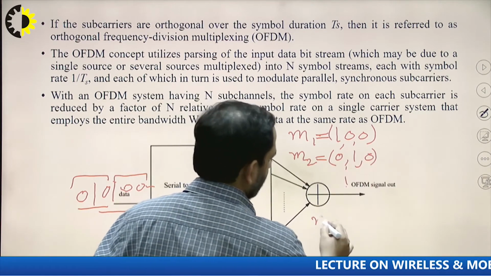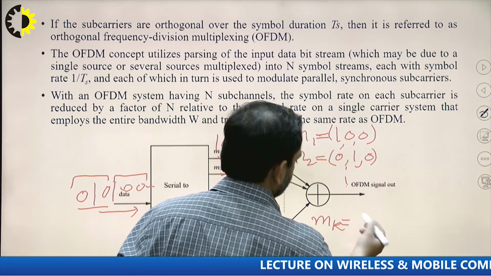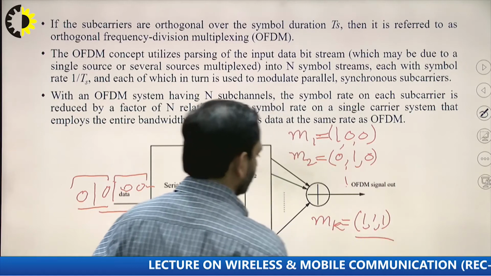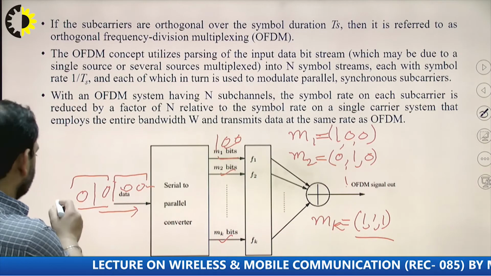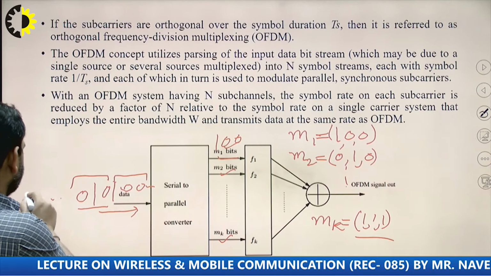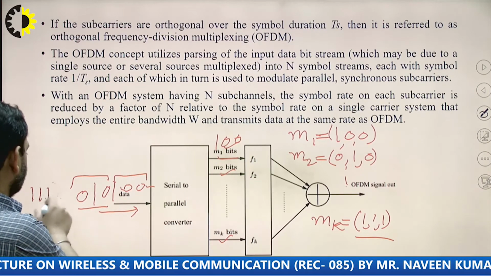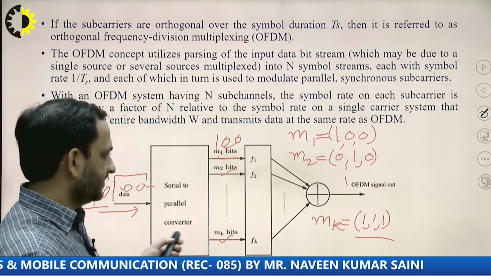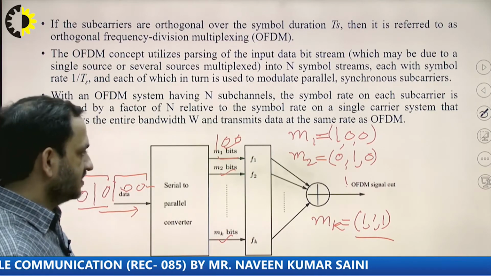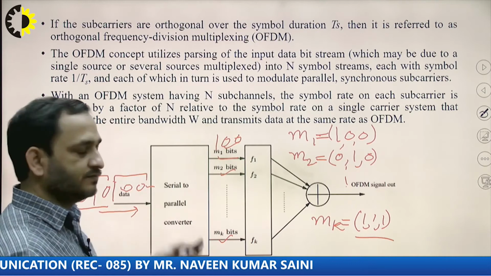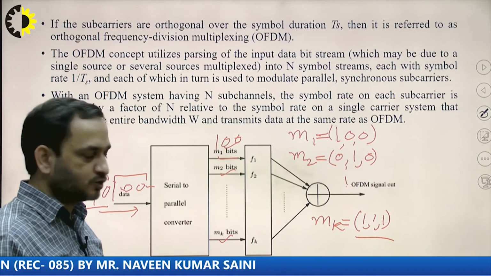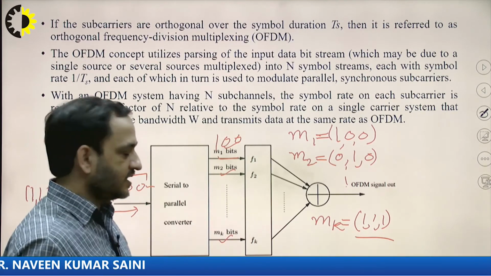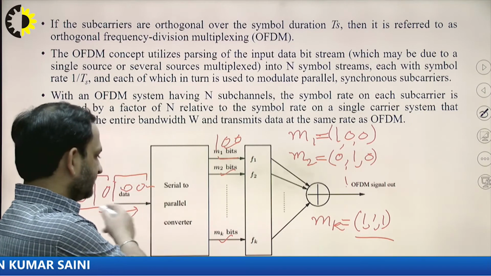Then there will be MK itself. Its value will be something like, just for example, 1 1 1. So this is a complete bit stream which we are dividing into different groups of bits: M1 is the first group, M2 is the second group, M3 is the third group, and so on up to MK.